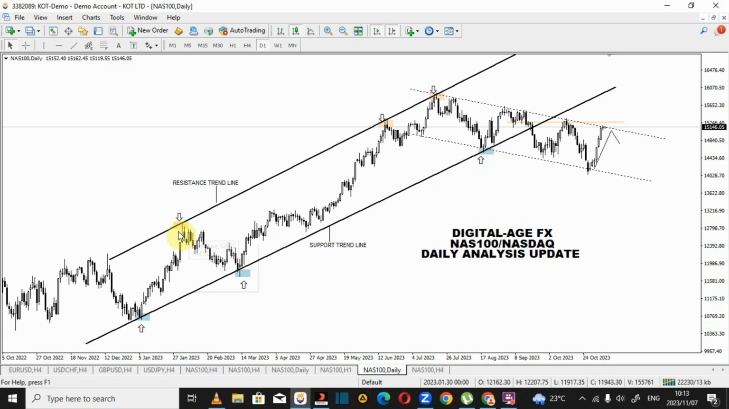And then if you look on the resistance trend line on the top above here, we have also three touches. We have our first touch, second touch, and our third touch. On our third touch, this is also where we look for sales. But since the channel is already bullish, I suggest you look for more buys than sells.